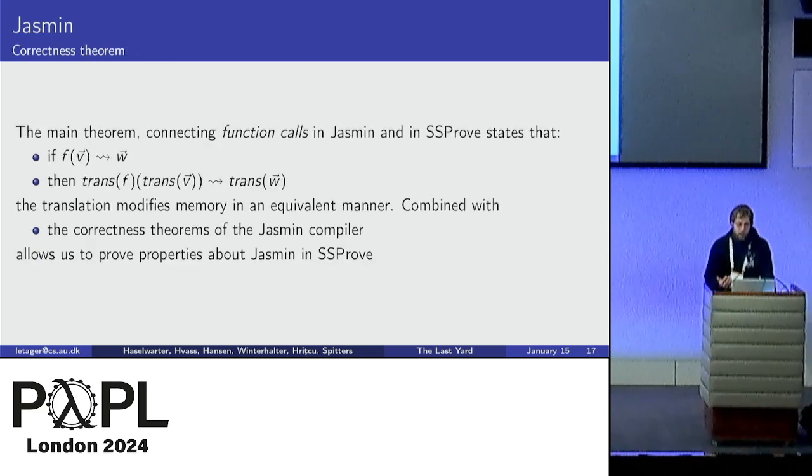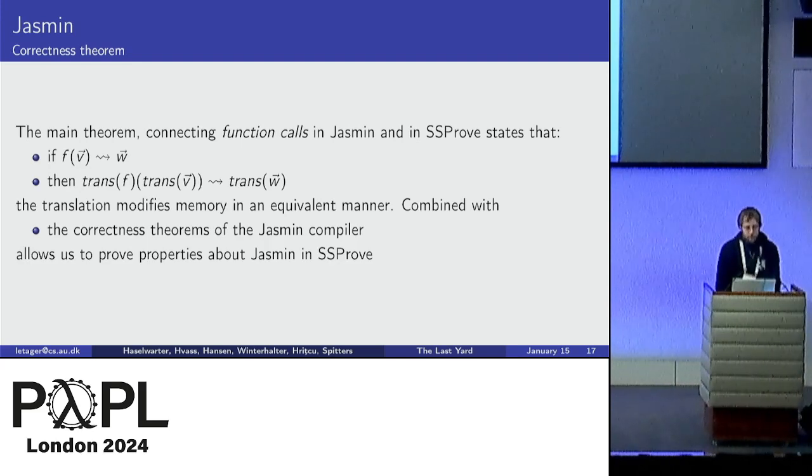The main theorem for this statement about the operational semantics being preserved is for function calls. So if you have a function from some arguments to a result value, then translating the function on some arguments also returns the translation of the results. So it's doing what you would expect. If you translate all the elements, then they still line up.